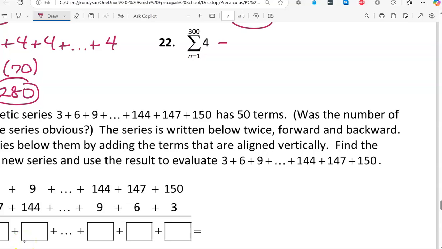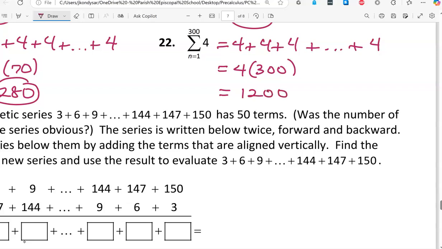In number 22, since this is a constant term, 4 plus 4 plus 4 plus 4 plus some missing terms, and plus that 300th term, 4. This is the same thing as 4 times 300, since there are 300 terms, so that would be equal to 1200.